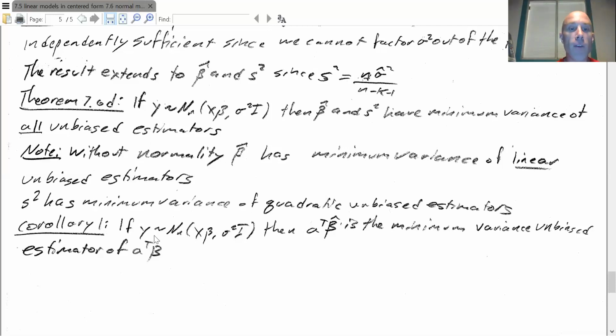Now, a corollary of this is if y is normally distributed, and we have the parameters that we come to know and love, then for any constant vector A, A transpose beta hat is the minimum variance unbiased estimator of A transpose beta.